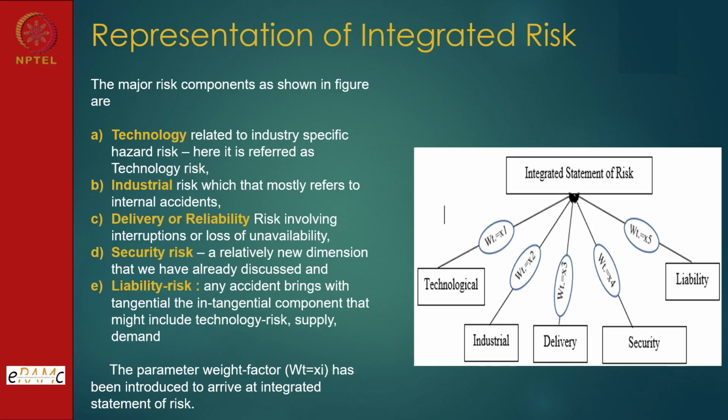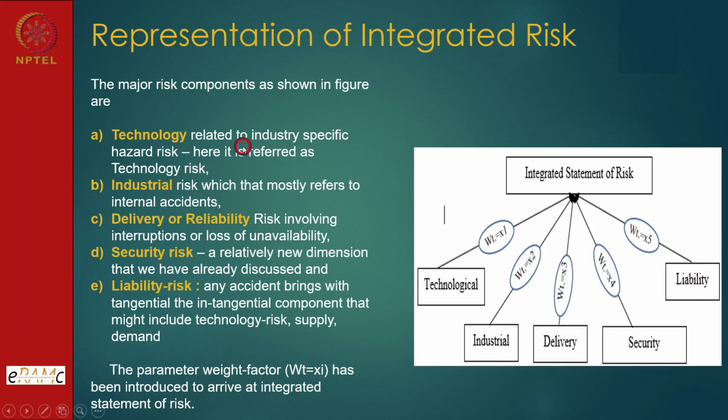So now we have different, so this is an integrated statement. I was mentioning how we are trying to integrate. So these are different components of the risk: technological risk, or type of plant, we can say. Even if you call it an energy system, what is that energy system? Whether it is environmental risk, accidental risk, in time domain how it works out, industrial risk, then delivery, or you can say reliability and unavailability risk, and then security risk and liability risk.